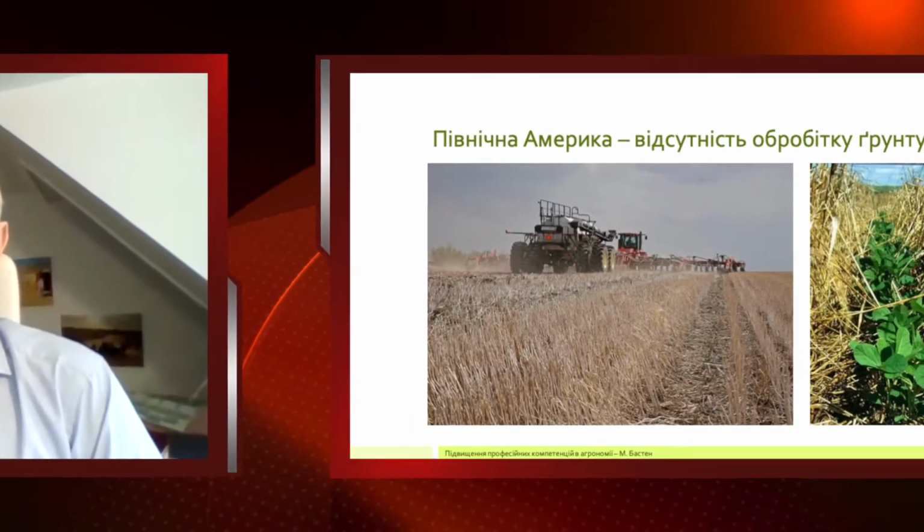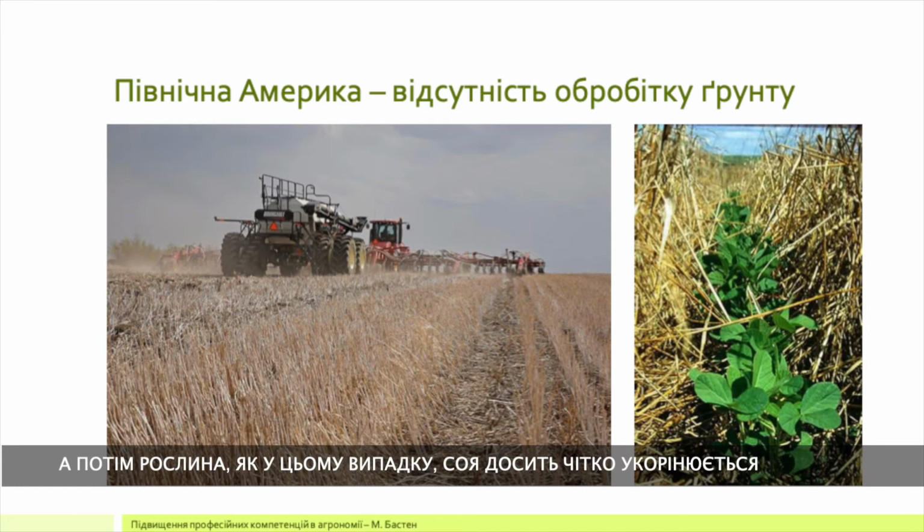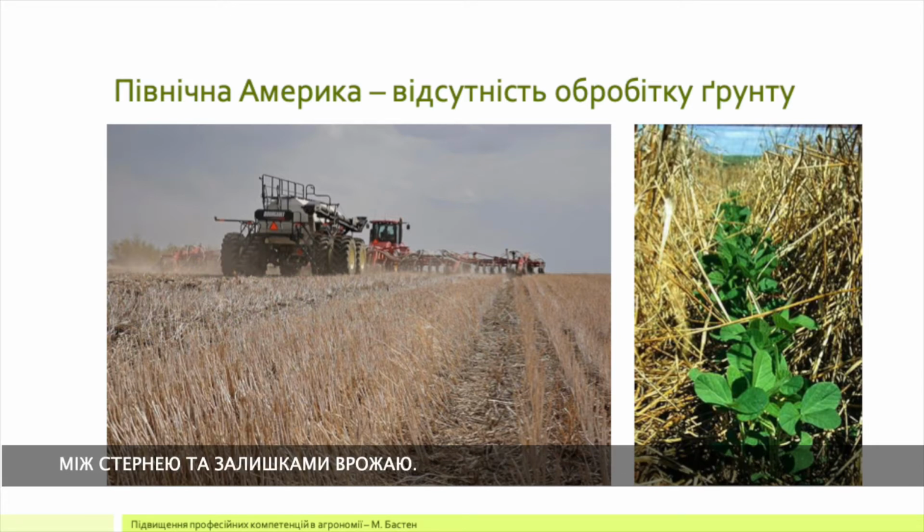A wheat crop or cereal crop has been there as a previous crop. And we have these big planting machines with a tank for the seeds, and sometimes even also fertilizer. The planting is done in one go in very wide machines. And then the crop, in this case the soybean, establishes quite neatly in between the stubble and the crop residues.